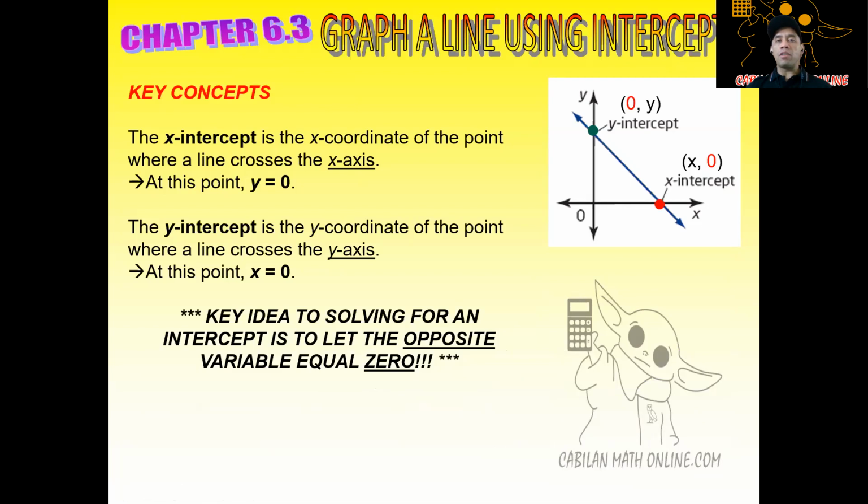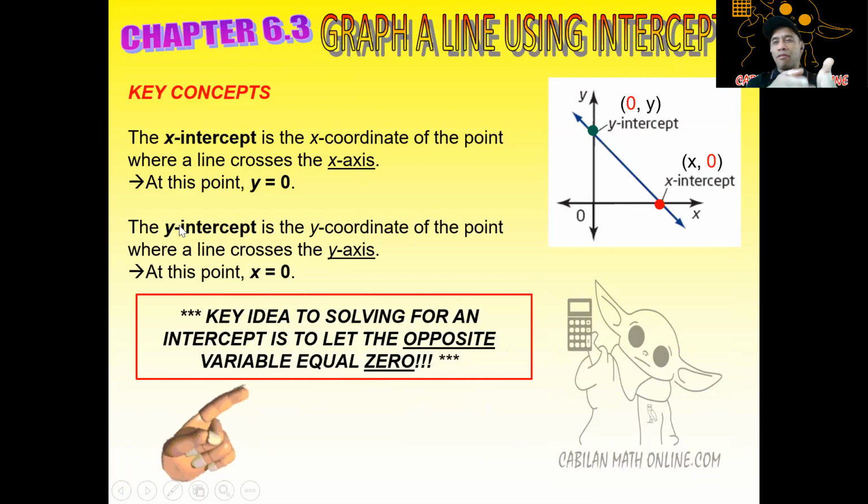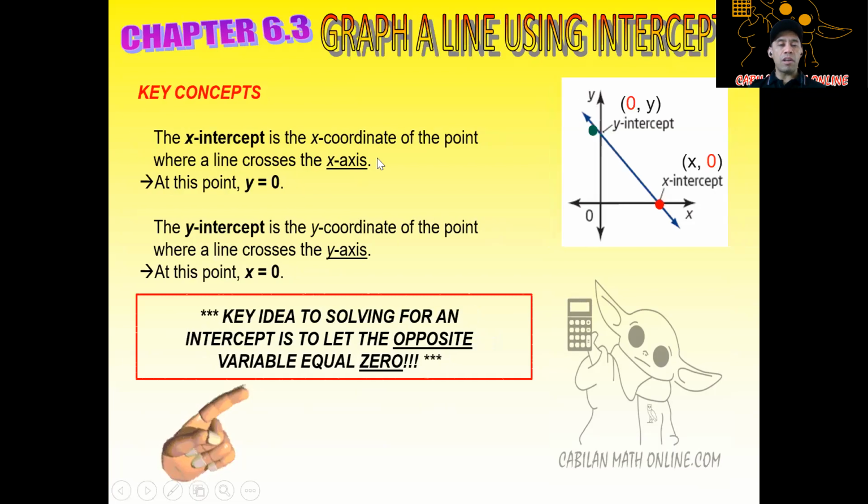So if there's one instruction that you need to put in your head, it's this one over here. That's why the finger's pointing at it, so it sticks right up there. Again, the key idea for all the questions involving the solving of intercepts is letting the opposite letter equal 0 and then solving for the remaining letter. All right, let's get right to it.